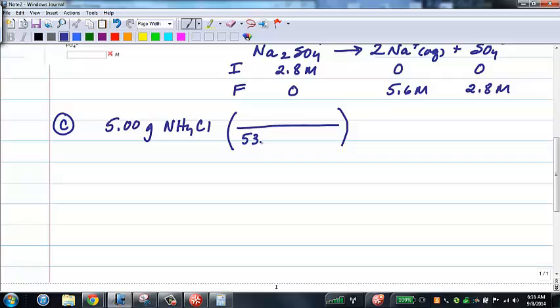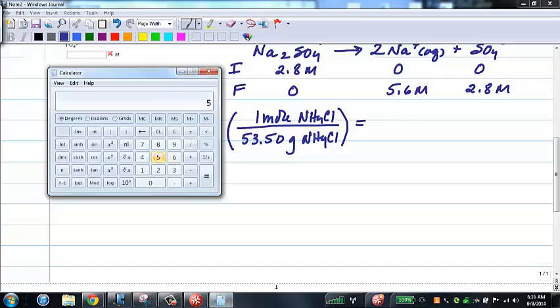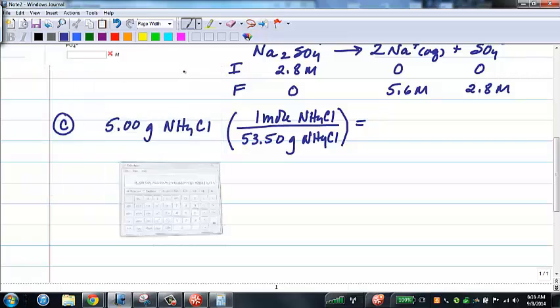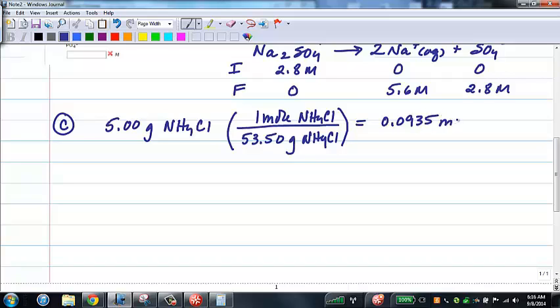So I'm going to divide this by 53.50 because that's how many grams of ammonium chloride there are in 1 mole of ammonium chloride. So 5 divided by 53.5 is equal to 0.0935 moles of ammonium chloride.